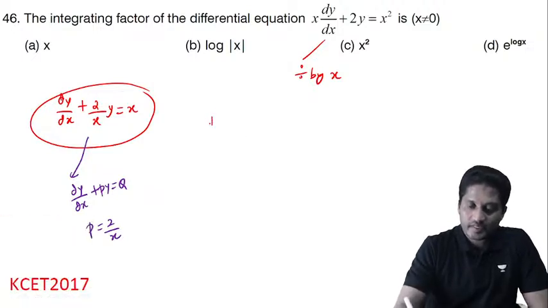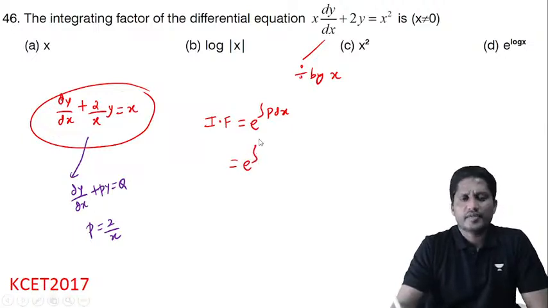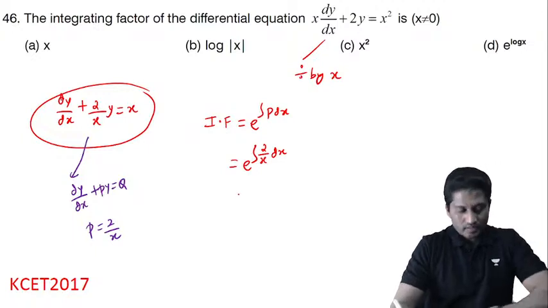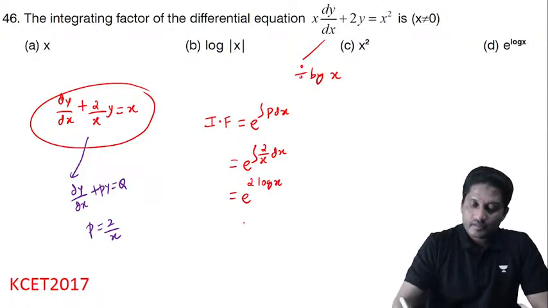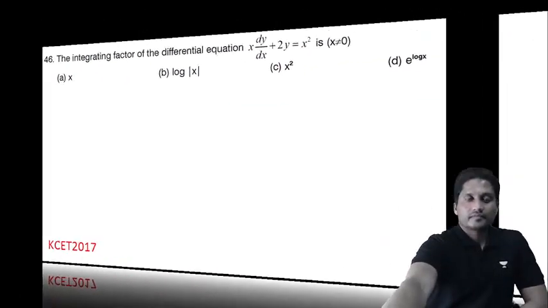Now integrating factor, e power integration of P dx, e to the power of integration of 2 by x dx. 2 is a constant, integration of 1 by x is log x. 2 log x can be written as log x square. e power log x square is x square only. Answer is option C. Let's move to the next question.